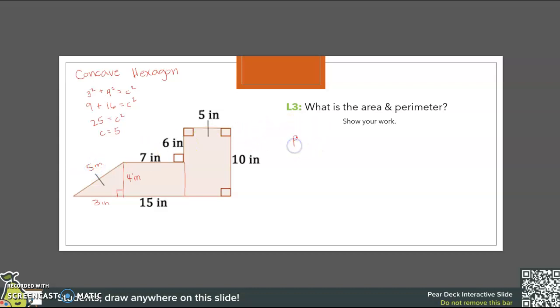So the perimeter of this concave hexagon is 5 plus 7 plus 6 plus 5 plus 10 plus 15. So the perimeter of this concave hexagon is 48 inches.